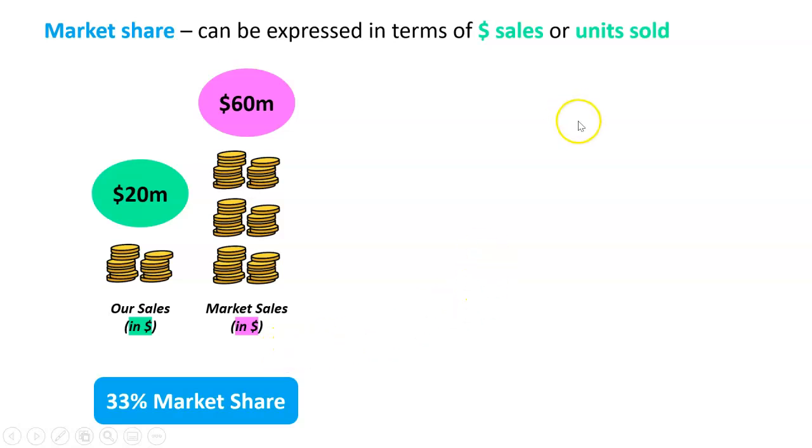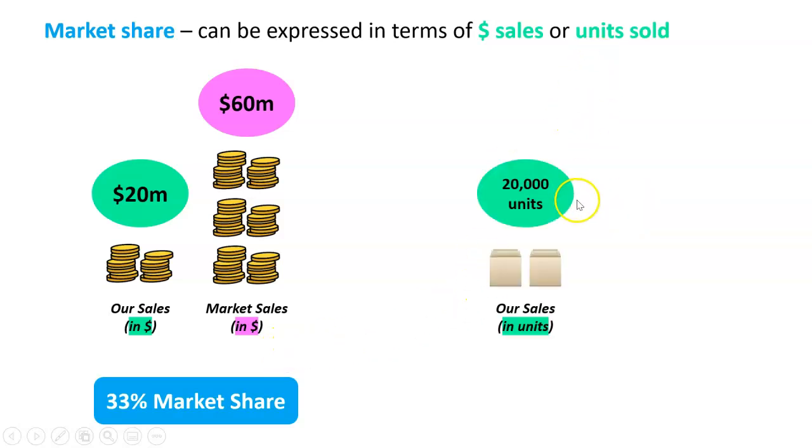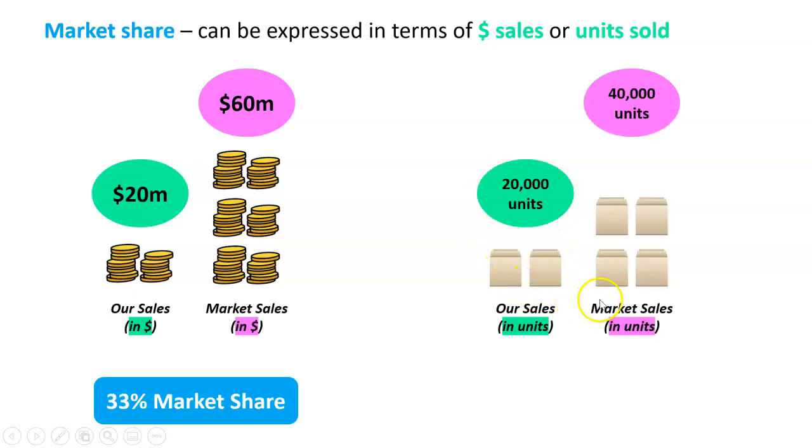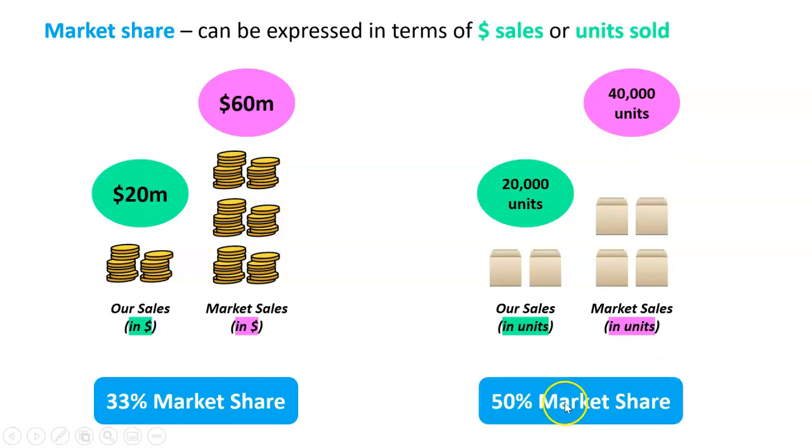However, that's actually different to units sold, because units sold could be we maybe sold 20,000 units of our product, and in the entire industry there were only 40,000 units sold. So that means our market share in units is actually 50%. Either way, I think most questions we'll deal with this one, where it's in dollars. This one's actually really hard to obtain data for in the real world. We can much easier get this one from real businesses.